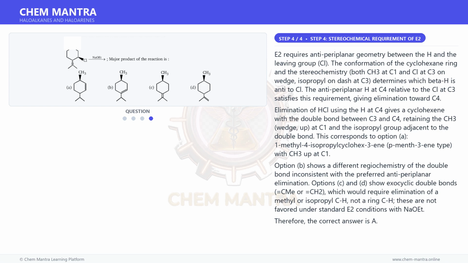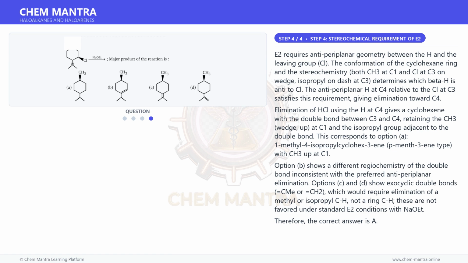And for the final step, E2 requires antiperiplanar geometry between the H and the leaving group, Cl. The conformation of the cyclohexane ring and the stereochemistry, both CH3 at C1 and Cl at C3 on wedge, isopropyl on dash at C3, determines which beta H is anti to Cl.